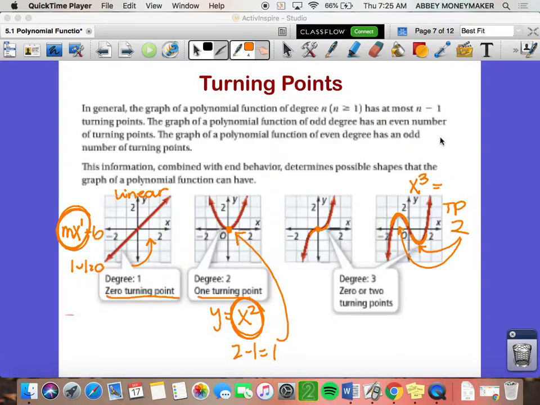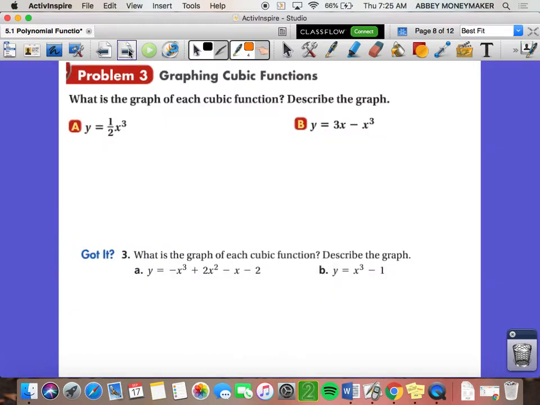So if you're trying to determine how many actual turning points there are, you're gonna need a calculator when you start dealing with cubics. So on this next slide, go ahead and get your calculator out, because that's how we are going to do these next few. So it says, what is the graph of each cubic function? And then describe the graph. So we're going to describe the number of turning points. So get your calculator out. Let's go to y equals. And I'll get mine out. I'll pull mine up here too.